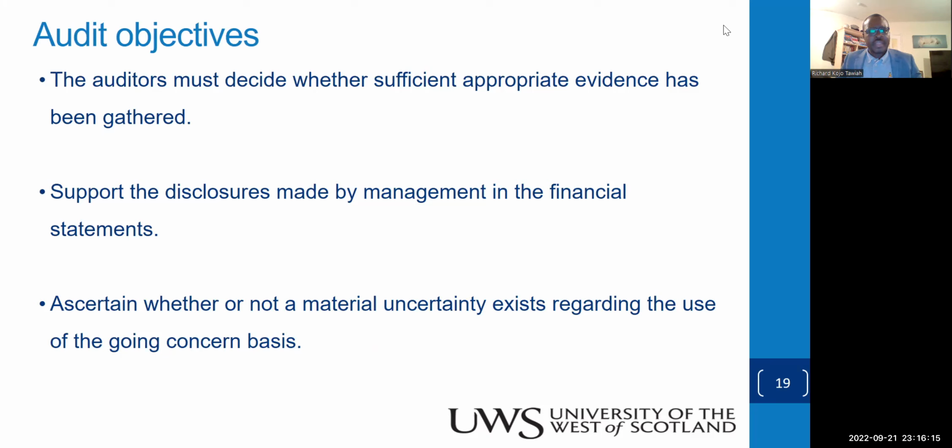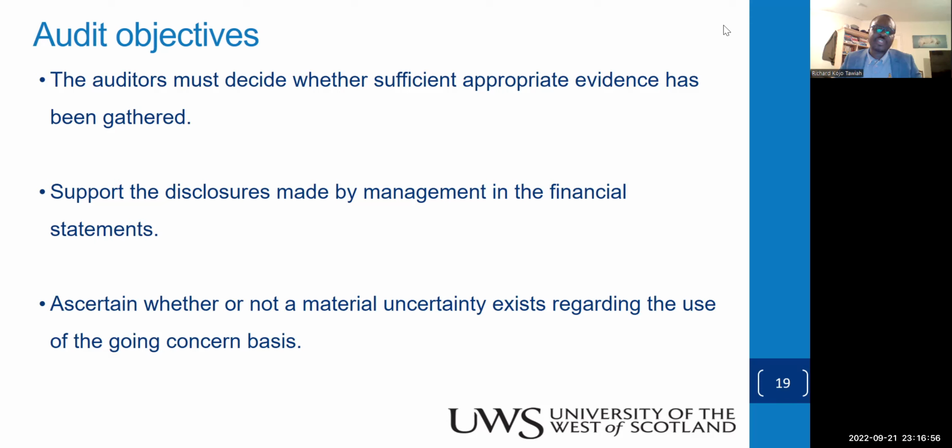dead. As auditors, once again, whether going concern or subsequent events, we gather sufficient appropriate audit evidence. And any disclosure we make in our books, we must support it with evidence from our side. And of course, any management disclosures should also be supported with evidence from our end, because we would have vouched whatever management is disclosing in their books. We must also test whether or not a material uncertainty exists regarding the use of the going concern basis.